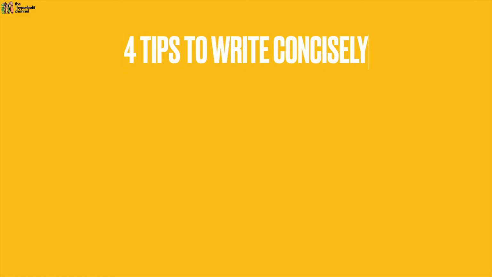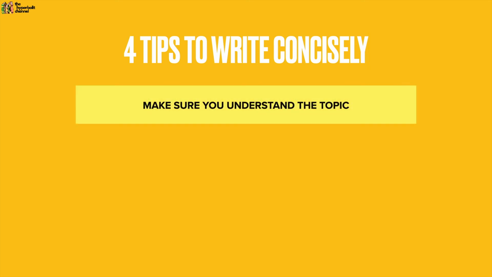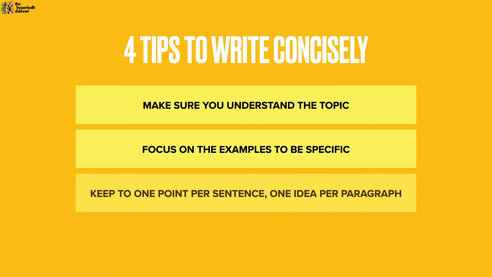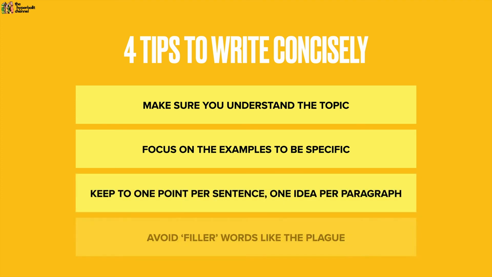So, as a recap, what are the 4 tips to writing concisely? First, make sure you understand the topic and, of course, what you think about the topic. Focus on the examples that you've sourced from the text to be specific. Keep to 1 point per sentence and 1 idea per paragraph. Finally, avoid filler words like the plague. So if you follow these 4 tips, you will be sure to write concisely.